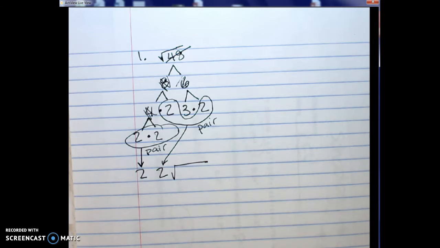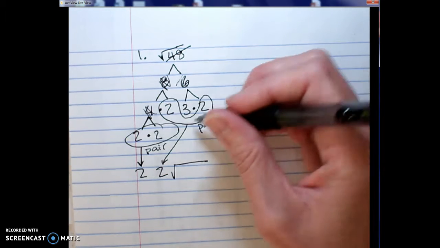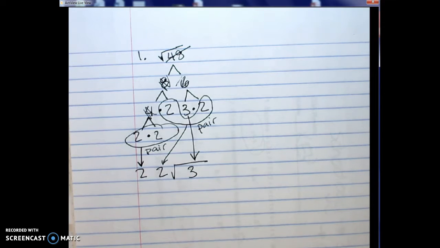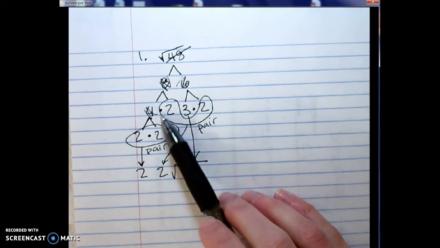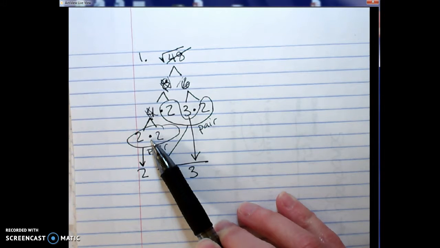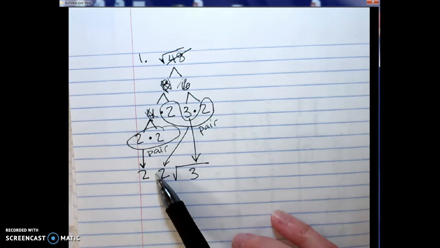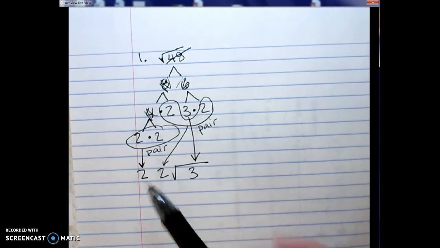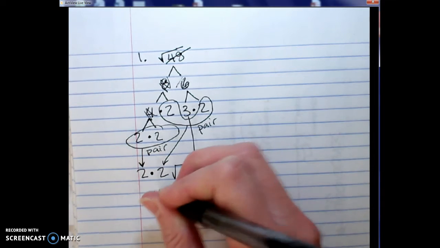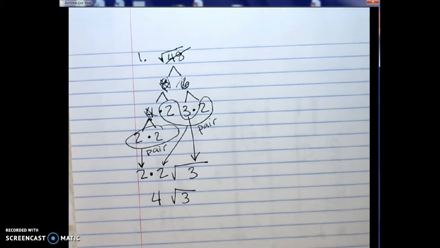Hold on, we'll get there. What number was not circled? 3. So my 3 stays inside my radical. All of the numbers when I did my factor tree are connected by what operation? They're all connected through multiplication. So these 2's on the outside are connected how? Multiplication. You guys were already picking up on that. So on the outside, 2 times 2 will give me 4 square roots of 3.